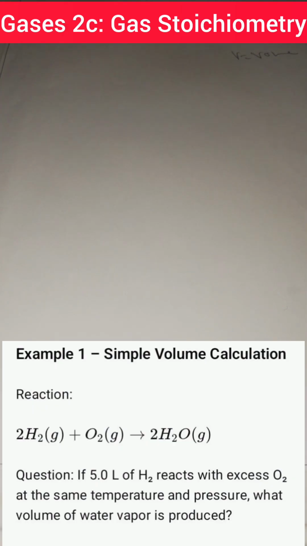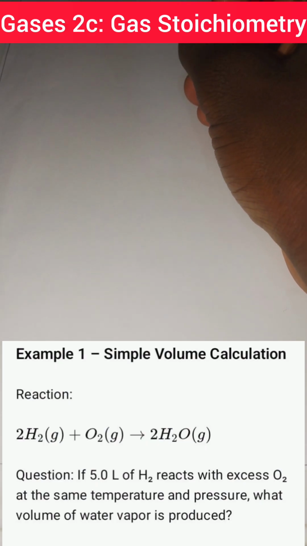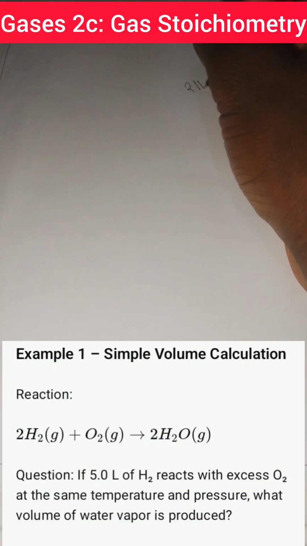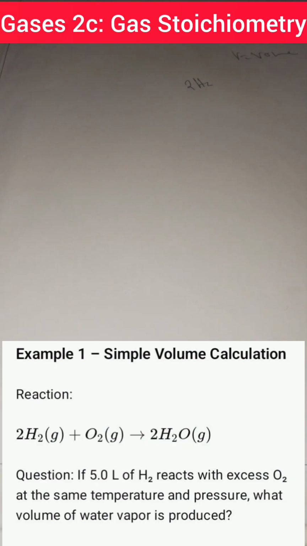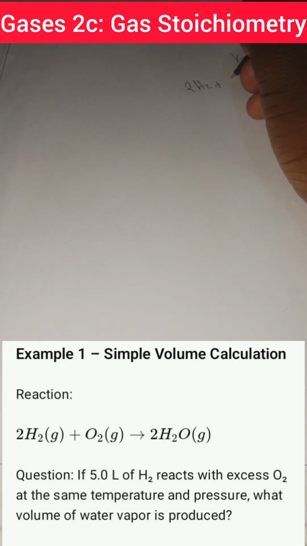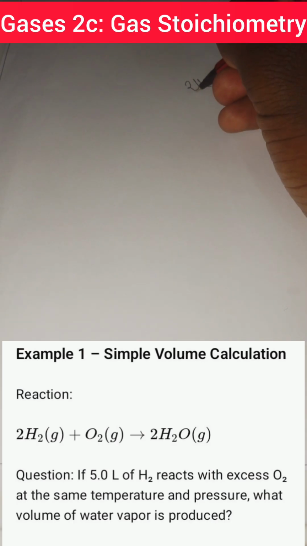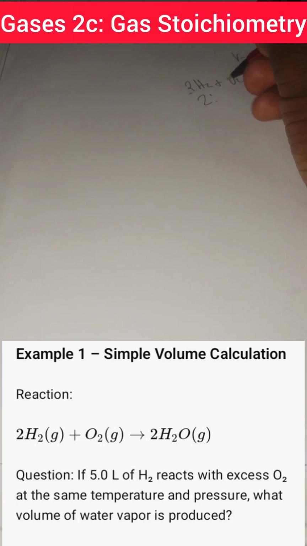Or moles of gas. An example analogy we can take is if two balloons of hydrogen react with one balloon of oxygen, the ratio of volume is equal to 2 to 1. As you can see here, it's 2, and here there's only one, so it's 1. So that is the mole ratio.